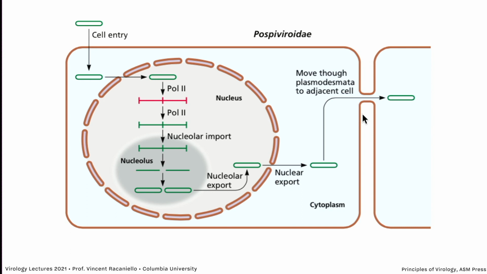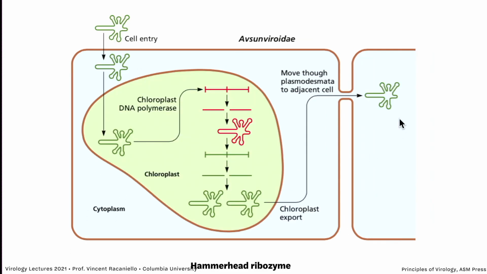Then we have the Avsunviroidae, which are the ones with the hammerhead ribozyme. These actually go to the chloroplast. So it's getting into the chloroplast. It is replicated in this case. Now, you wouldn't predict this, but this is what happens. There's a DNA polymerase in the chloroplast that copies this viroid RNA.